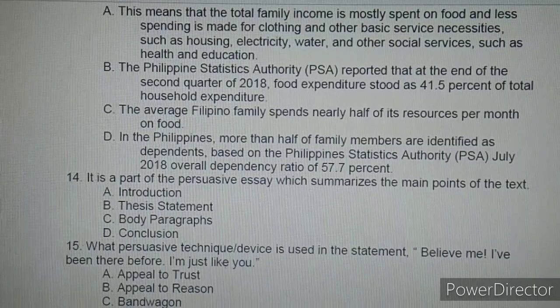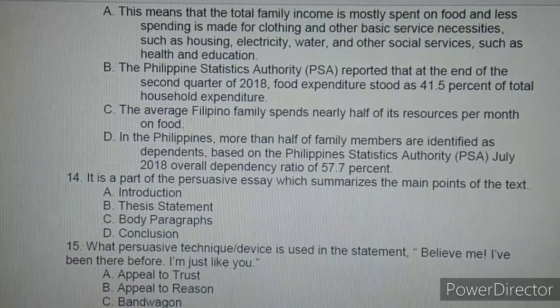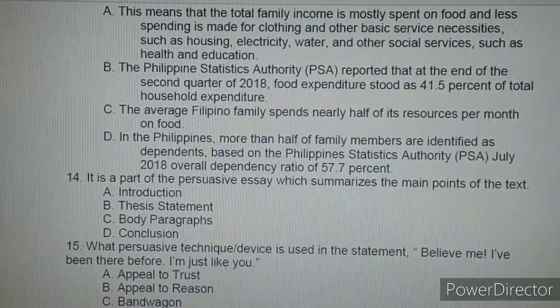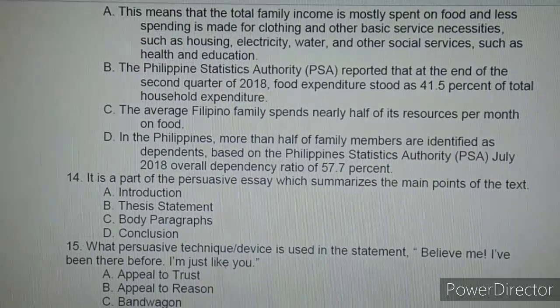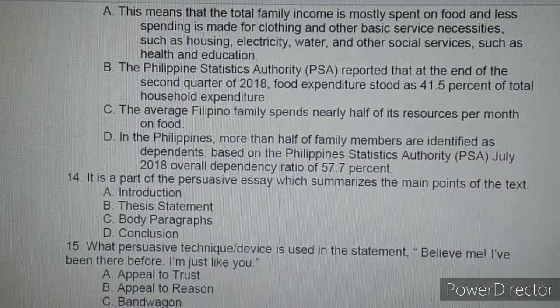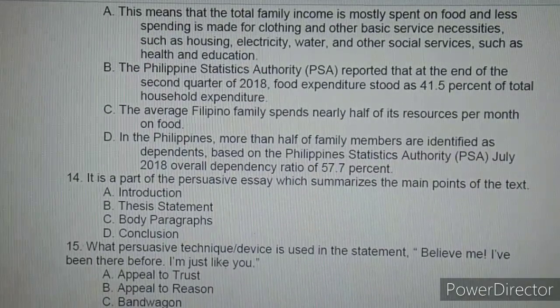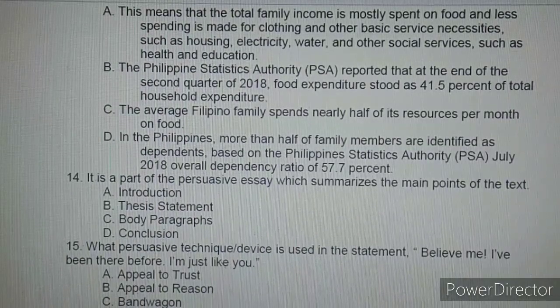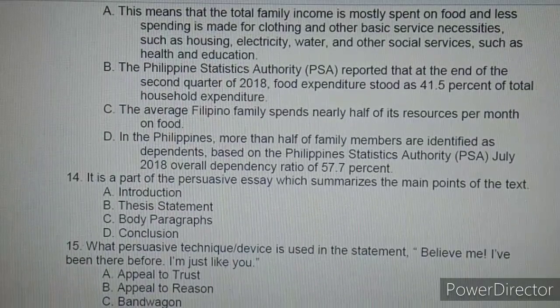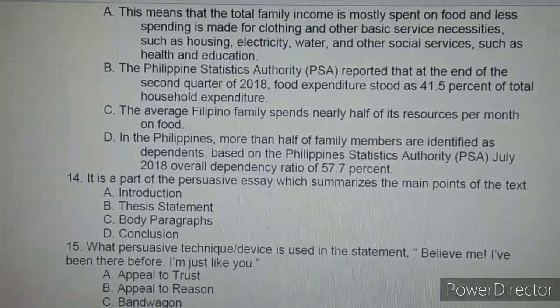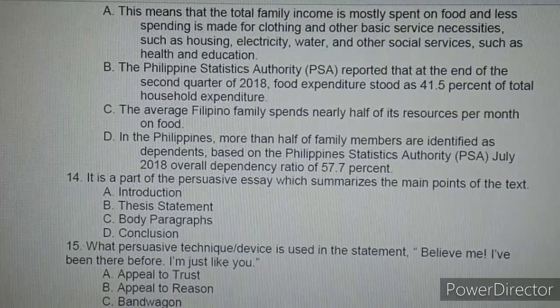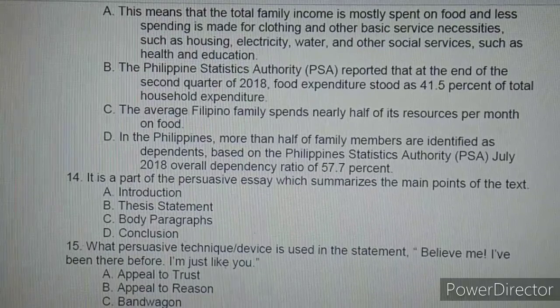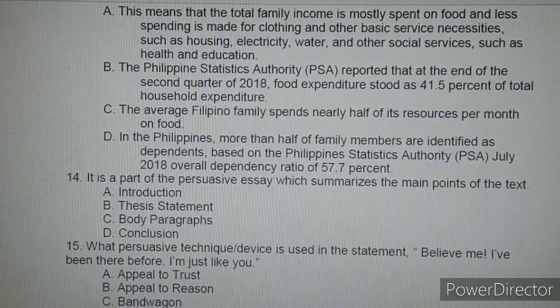Or letter D. In the Philippines, more than half of family members are identified as dependents based on the Philippine Statistics Authority or PSA on July 2018 overall dependency ratio of 57.7%. So what do you think is the correct answer for number 13? The correct answer for number 13 is letter C.